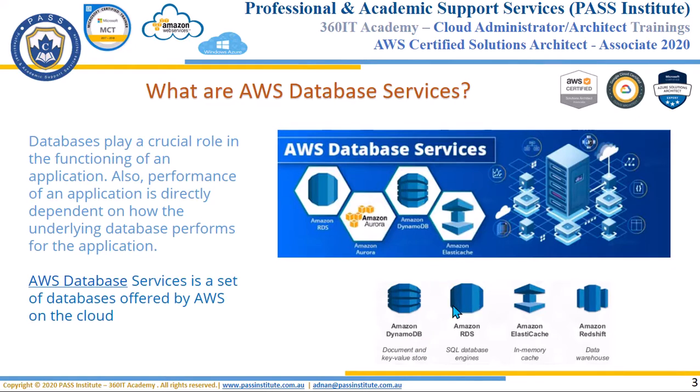So there are two main things here. Number one, Amazon DynamoDB and Amazon RDS. These are the two main types of databases. One is a relational database system. The other one is non-SQL or NoSQL, DynamoDB, which stores non-structured information.